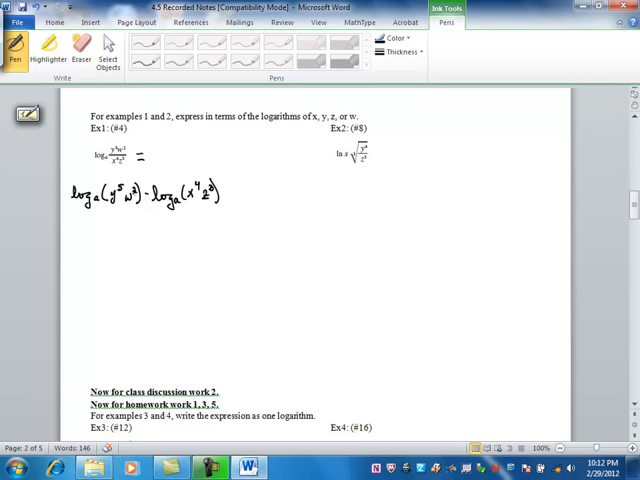Now you'll notice that I've got the log of a product here, and we know that when we multiply arguments, we add logs. So this becomes log base a of y to the 5 plus log base a of w squared minus bracket. Because you notice once again we've got the log of a product. So this becomes log base a of x to the 4 plus log base a of z cubed.